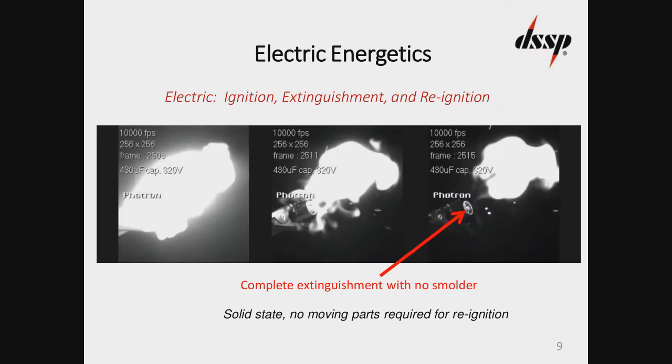The big thing to see with the propellant is we have complete extinguishment of this propellant. There's no smoldering involved, so that we do have basically instant on and off, and that instant on and off is just a couple milliseconds.